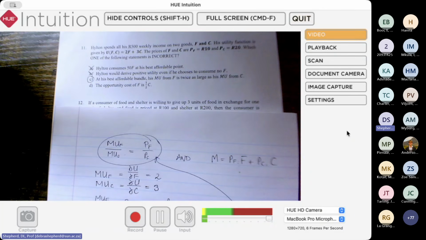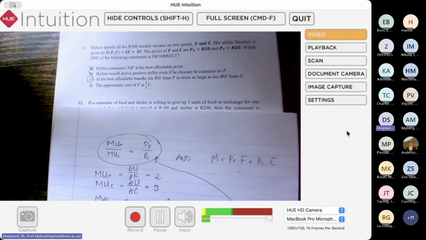The opportunity cost of F is a half C. Okay, so the opportunity cost of consuming F is represented by the relative price of F. The relative price of F is the price of F divided by the price of C. 10 Rand divided by 20 Rand gives me a half. And we always represent our opportunity cost in terms of something. It's what you're having to give up.